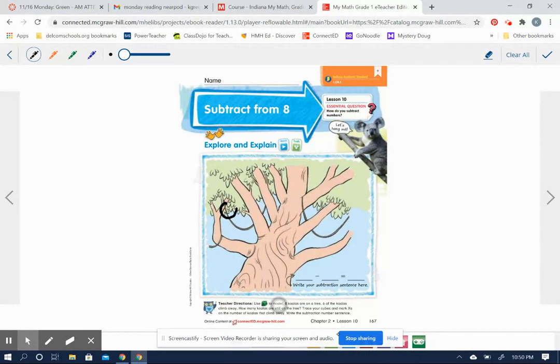So we're going to draw circles to represent these 8 koalas. There's 4, 5, 6, 7, and one more over here. Okay, and it says 6 of the koalas climb away. So we're going to put X's on 6 of them to show that they climbed away. Okay, 1, 2, 3, 4, 5, 6 of them, yes.